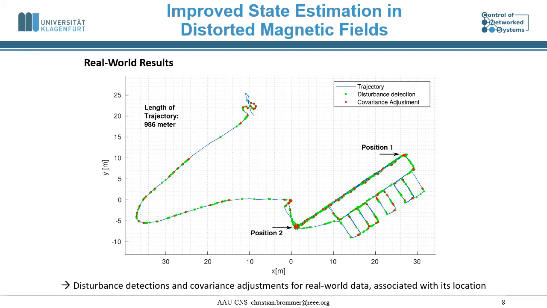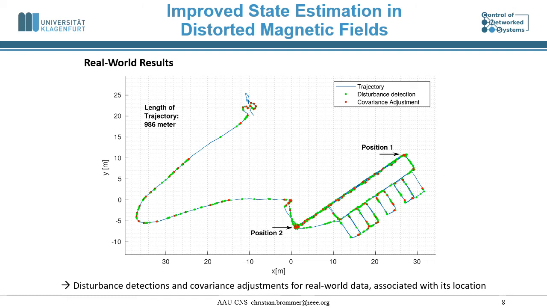Now we are applying this approach to real-world measurements. We use a trajectory of about 1000 meters to compare the newly introduced approach to the classical version. This data was recorded at an outdoor parking lot. The dataset consists of RTK position information and magnetometer measurements. However, the position information is only used to associate the detection of disturbances to a certain location.